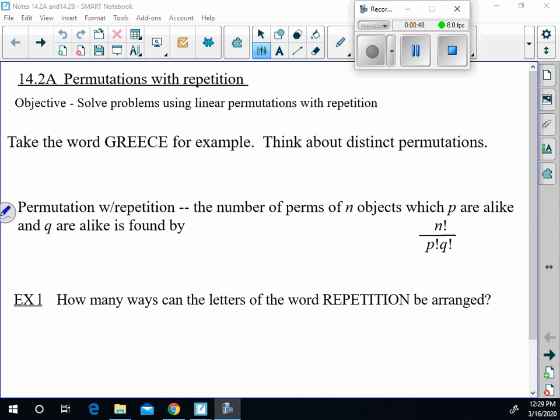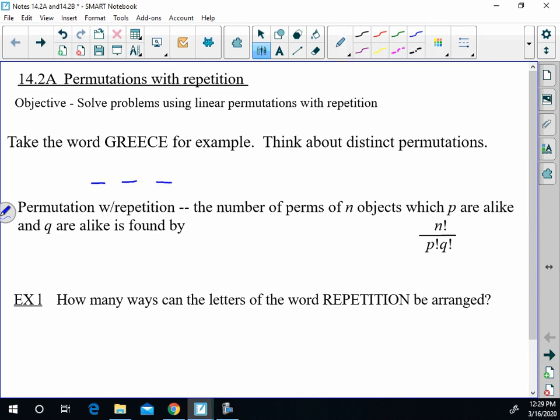we could do our lines with 1, 2, 3, 4, 5, and the 6th one there. We could put 6 letters on the first blank. We could put 5, then 4, then 3, then 2, then 1, which could be simplified down into 6 factorial. But wait a minute, we have a problem.